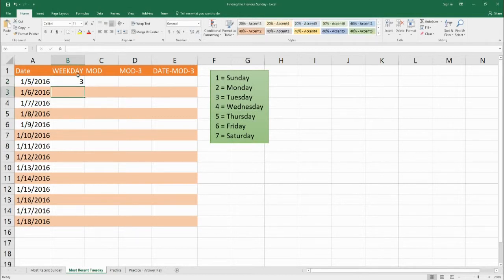So one more time, January 6, 2016 equals weekday, and we're going to put that date in, and we get a 4, which is a Wednesday. So January 6, 2016 is a Wednesday.